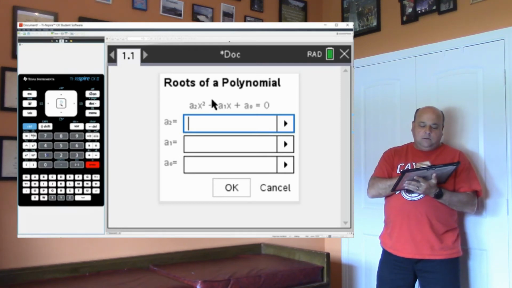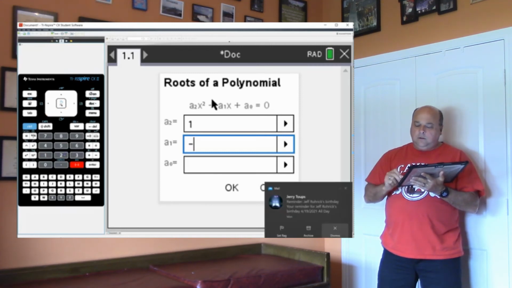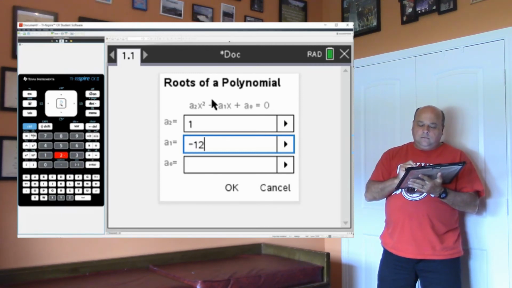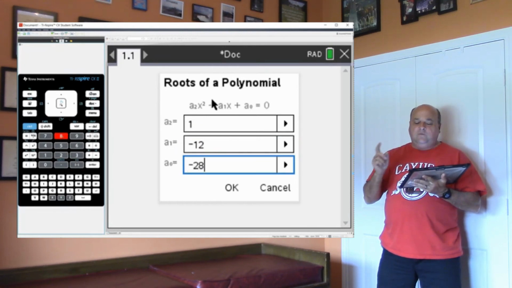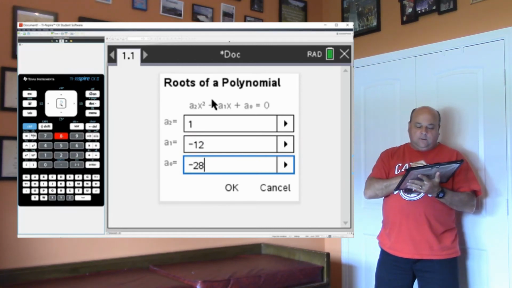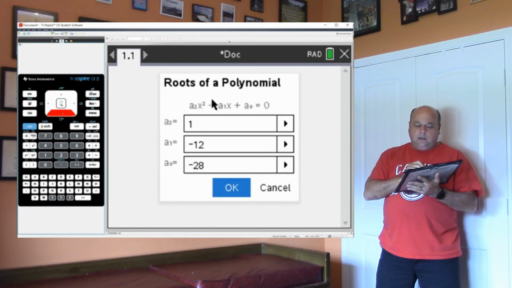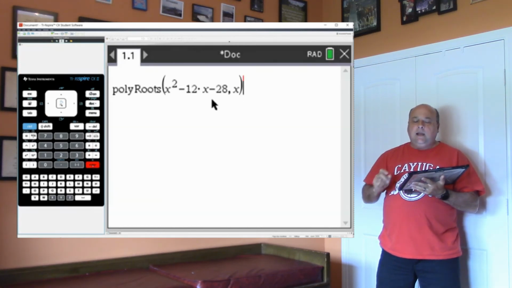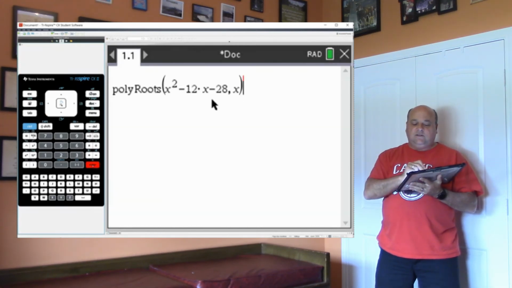So 1, down, negative 12, down, and negative 28. So 1, negative 12, and negative 28. That's my A, B, and C in it. Hit enter, or hit the down button again, and then hit enter. And then hit enter again. Notice that this should be the polynomial you're trying to factor.